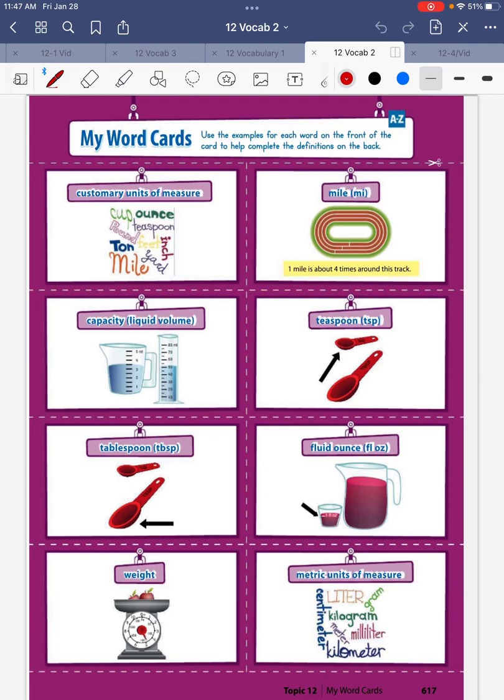Hi, boys and girls. So this week we're going over topic 12, and it's about measurements. So I'm just going to go over the vocabulary words.